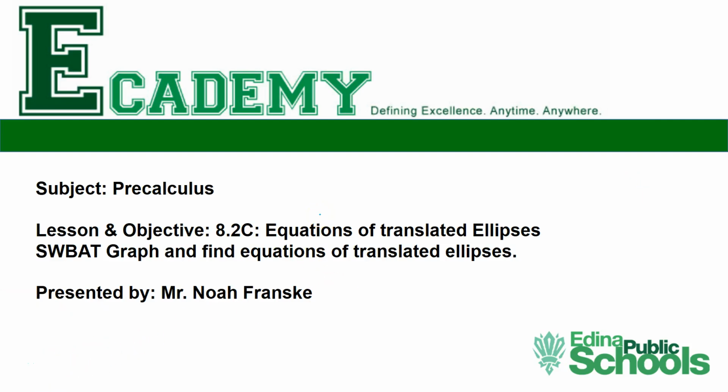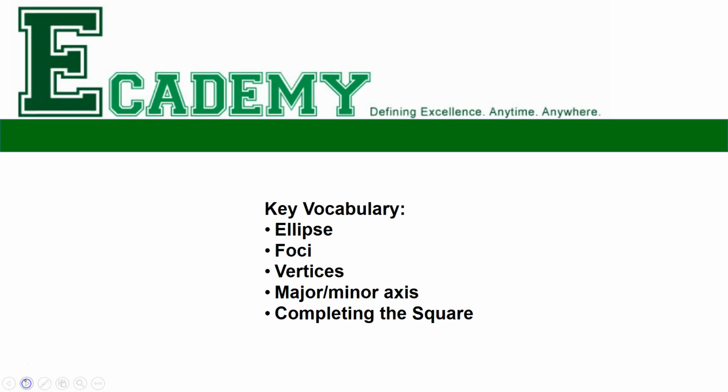Today we're going to talk about the equations of translated ellipses. So we're going to take our ellipse, we're going to move it left, right, up, down, just like we did with our parabolas, for the second time around. So we're going to be able to graph and find the equations of translated ellipses.